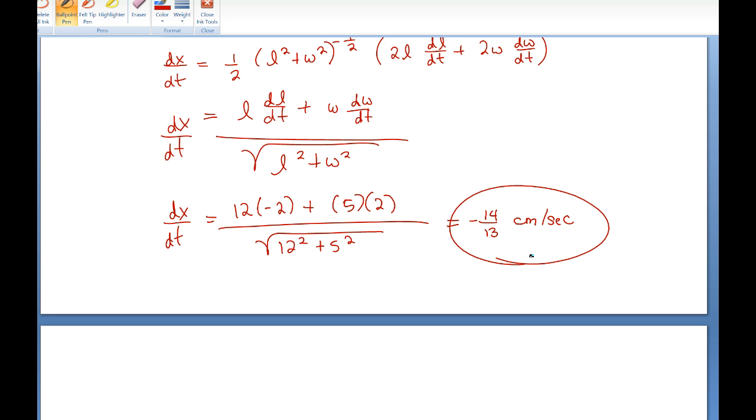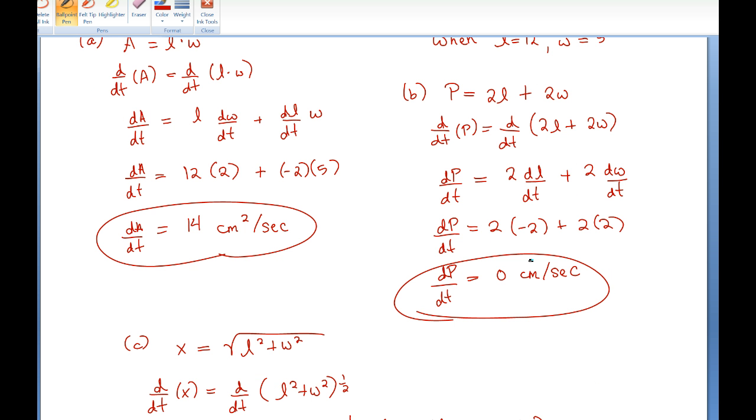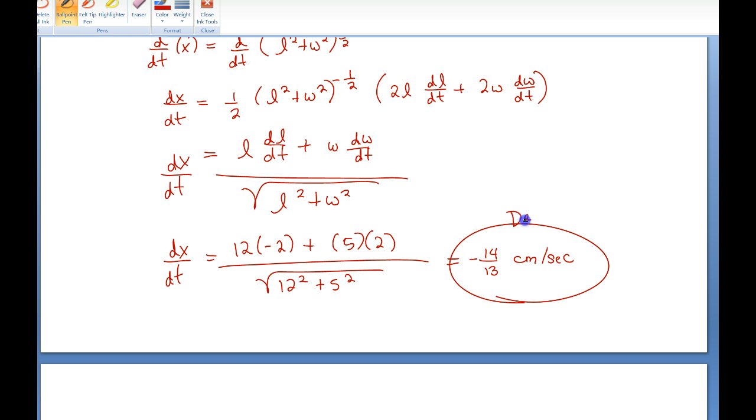Oh, 9B, I forgot. Which of these quantities are increasing and decreasing? Just go back and look. This one is increasing. How about B? Neither. That's a neither. And decreasing? There you go. That's part D.